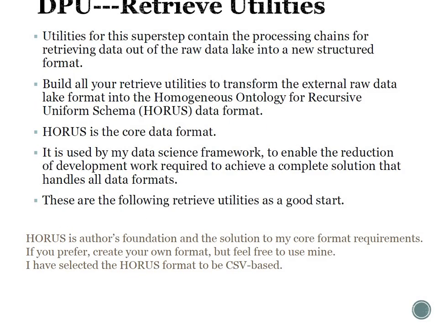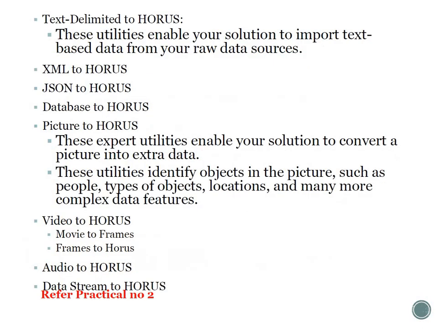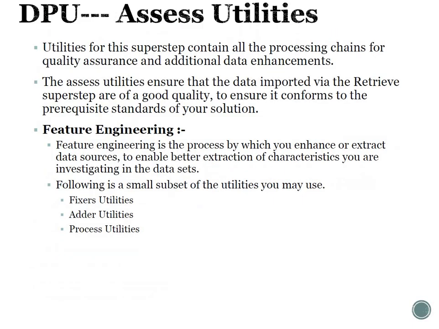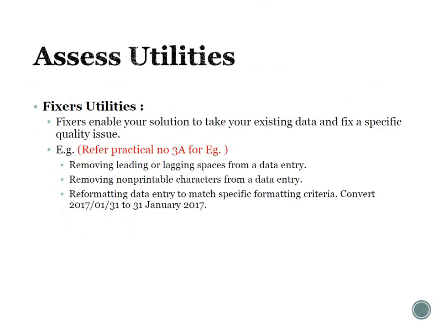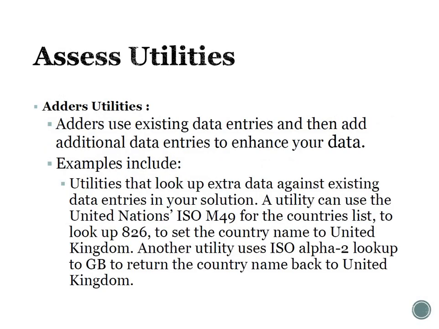रिट्राइव यूटिलिटीज में क्या रहेगा? जो भी आपको HORUS के साथ काम करने के लिए चाहिए यूटिलिटीज़ या ऐसे यूटिलिटीज़ चाहिए जो एक फॉर्मेट को दूसरे फॉर्मेट में कन्वर्ट कर सकते हैं, वो सारी यूटिलिटीज़ यहाँ पे आ जाते हैं. फिर असेस में क्या होता है? फिक्सर यूटिलिटीज़ है, एडर यूटिलिटीज़ है एंड प्रोसेस यूटिलिटीज़ है. फिक्सर मतलब क्या? लीडिंग लैगिंग स्पेसेस रिमूव करो, नॉन प्रिंटेबल कैरेक्टर्स रिमूव करो, डेट को स्पेसिफिक फॉर्मेट में लेकर आओ. एडर में कुछ एग्जिस्टिंग इन्फॉर्मेशन आपको ऐड करना है, कोई पर्टिकुलर कॉलम ऐड करना है टू एनहांस योर डेटा, सो दैट कम्स इन योर एडर यूटिलिटीज़.